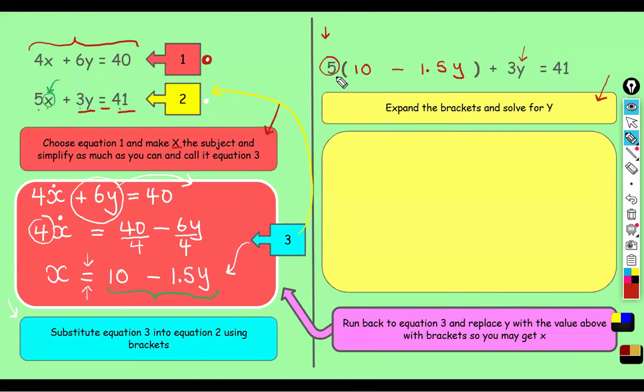So let's expand these brackets. I'm going to multiply everyone inside here by 5. 5 by 10 is what? 50. I need my calculator for the other one. 5 multiplied by 1.5. For some reason, I can't do that in my head. You get 7.5y. The brackets disappear because we multiplied everyone inside by 5. Once again, 5 by 10 is 50. 5 multiplied by 1.5 is 7.5. Don't forget to put back your minus sign and your y. Now write back the positive 3y and the 41. Everyone take it up to there.